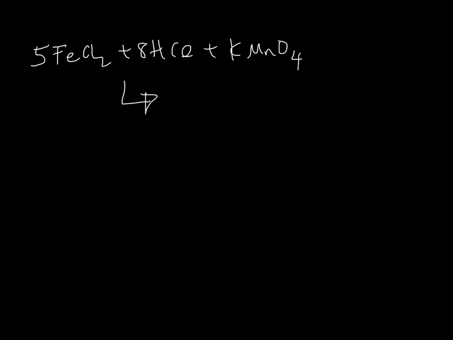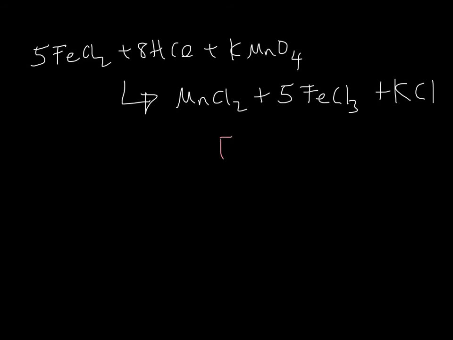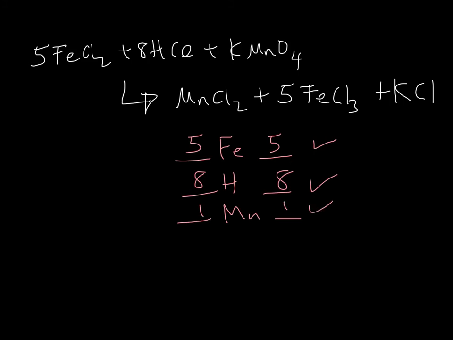So now we're going to rewrite this as a molecular equation. So my final balanced molecular equation is going to be 5 FeCl2 plus 8 HCl plus KMnO4, and all of that is going to yield MnCl2 plus 5 FeCl3 plus KCl. And if I check my balancing, let's first check the Fe's. We saw we have 5 and 5, so that's balanced. And then for my H's, we had 8 and 8, so that's balanced. For my manganese, we had 1 and 1, so that was balanced. For my oxygen, we had 4 and 4, so that's balanced.